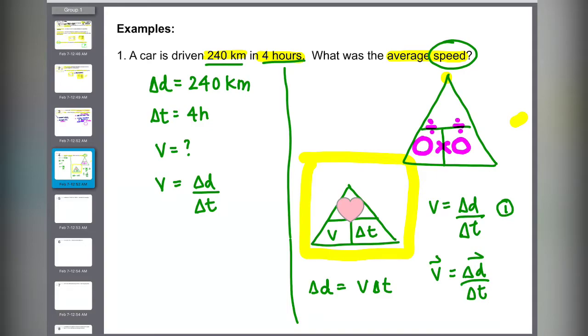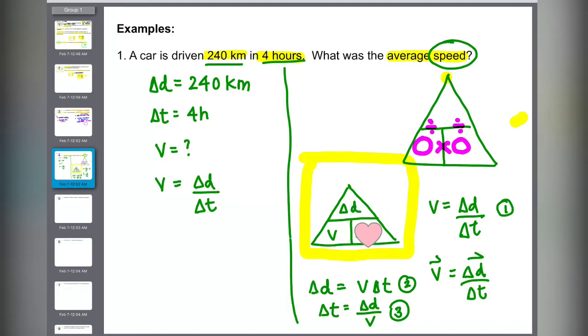Let's do the third one because there's only 3 combinations. If the question is asking for time, I cover up the time. So I'm going to take my hand and cover up the delta T on the magic triangle. Do you see D at the top, V at the bottom? So I put D at the top and I put V at the bottom. If you're really good with rearranging equations, you don't need the magic triangle. But if you need it, use it, right?